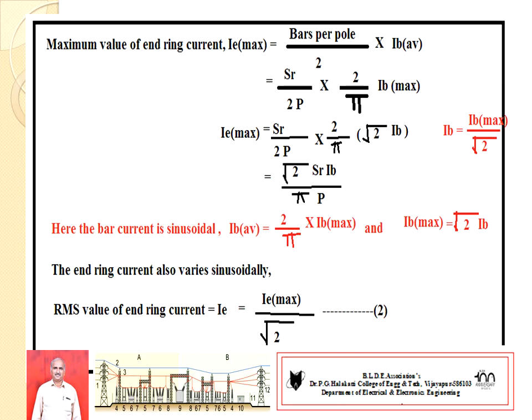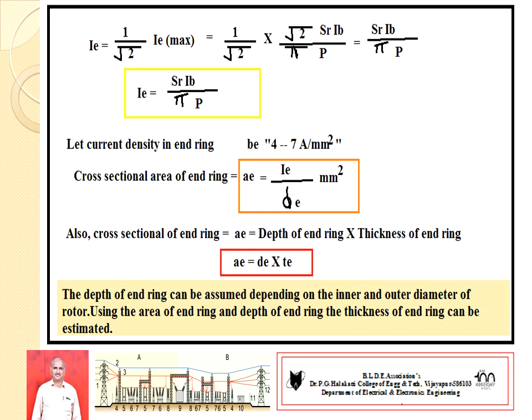Hence, the RMS value of end ring current equals I_E maximum divided by root 2. You develop this as equation 2. You substitute the value, that is, RMS value of end ring current equals I_E maximum divided by root 2. Finally, I am going to get I_E equal to S_R into I_B divided by pi P.